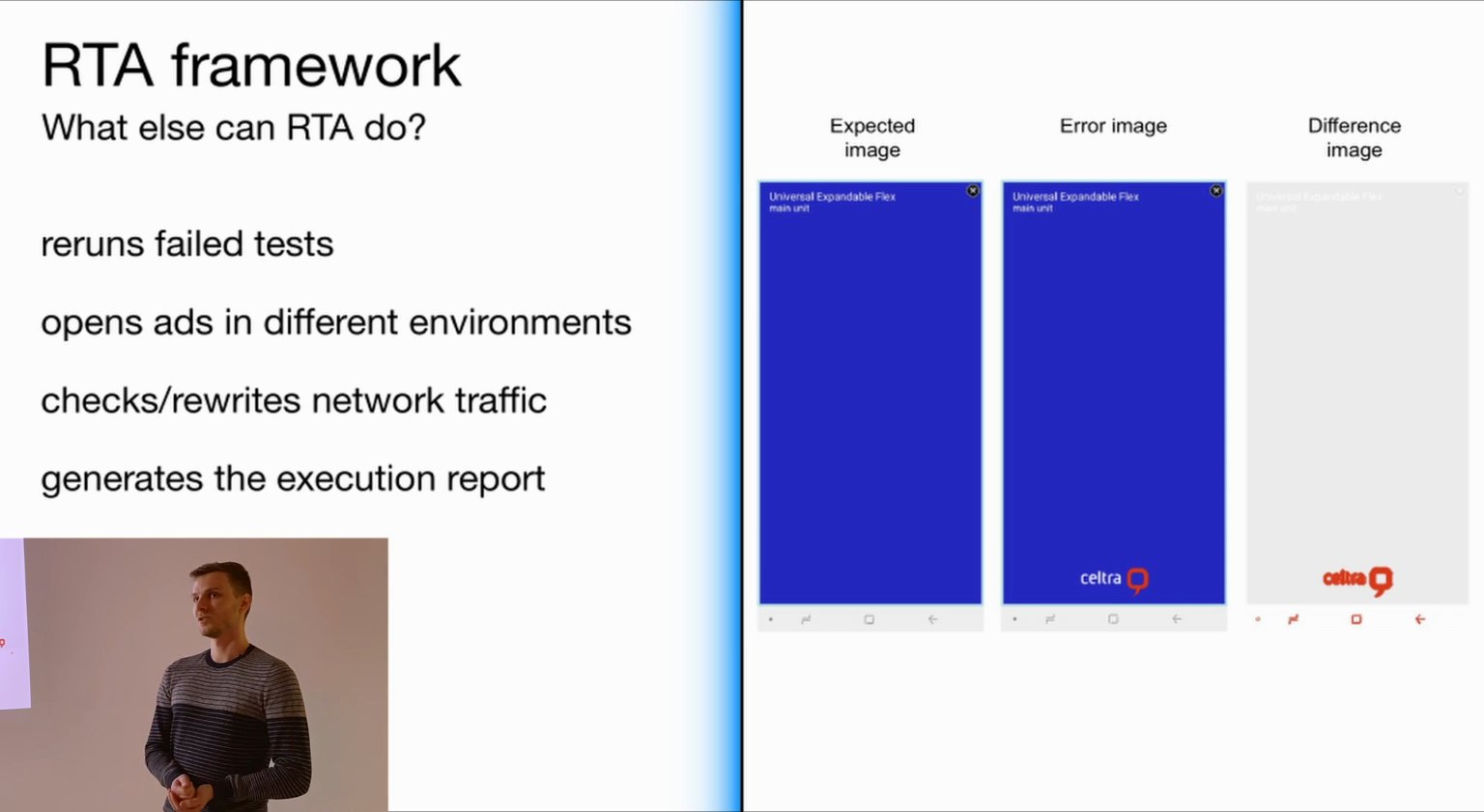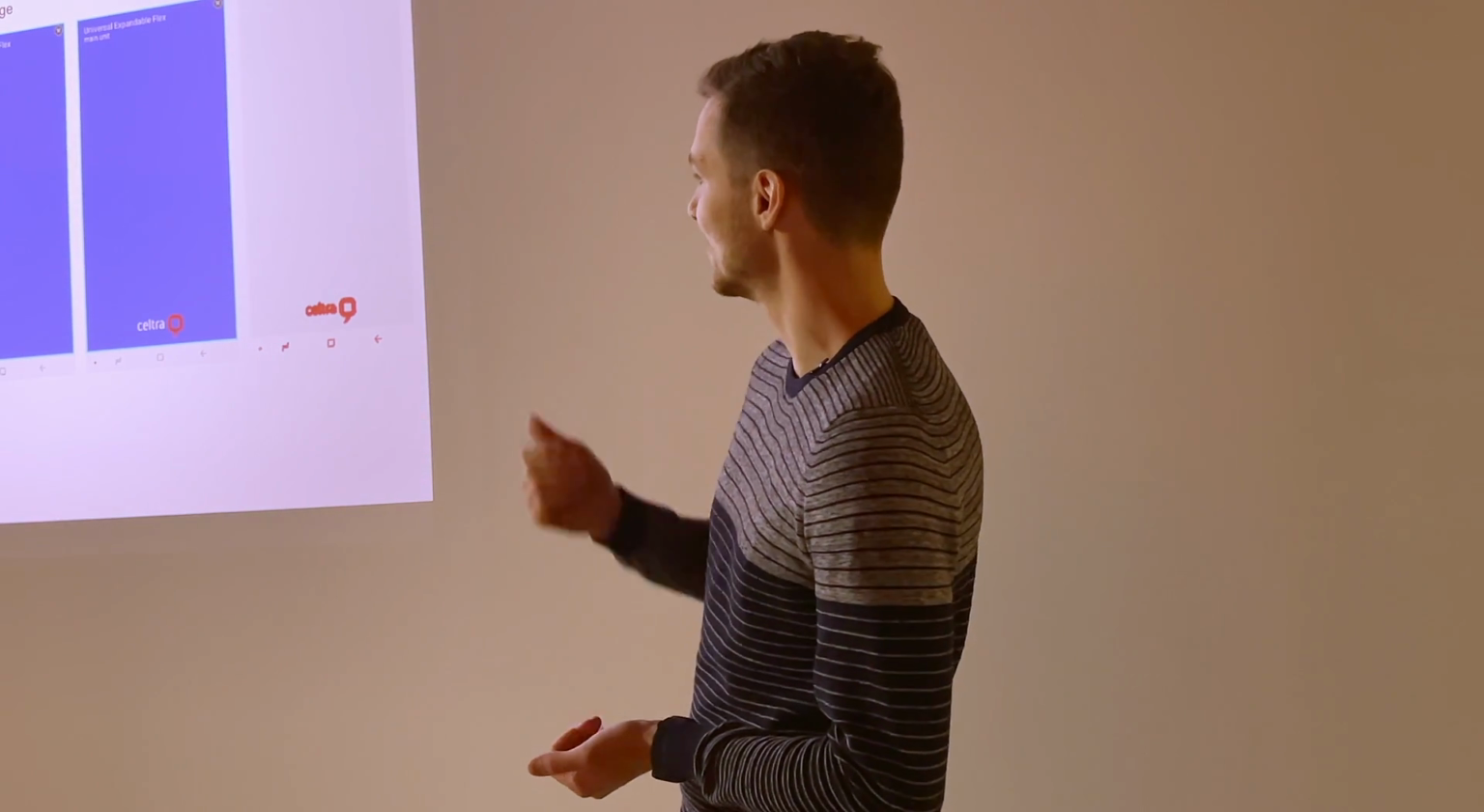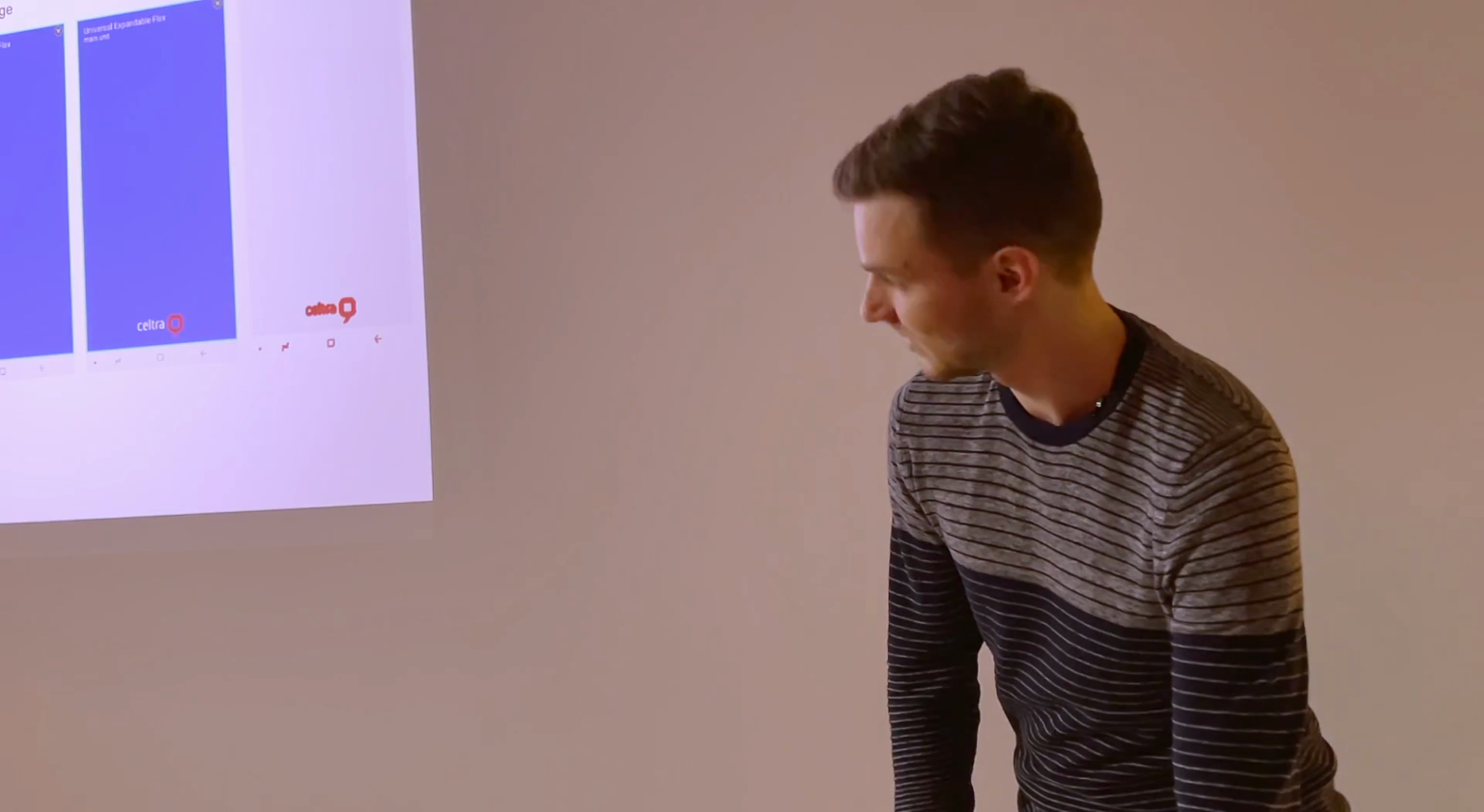And at the end of the execution, of course, it can generate a report which shows the reason for failed tests. The most common reason is here on the right, the failed image comparison. The expected image should be without this Celtra logo, and the actual image on the device's screen had the Celtra logo, and the report then shows the difference image, which shows what is different.